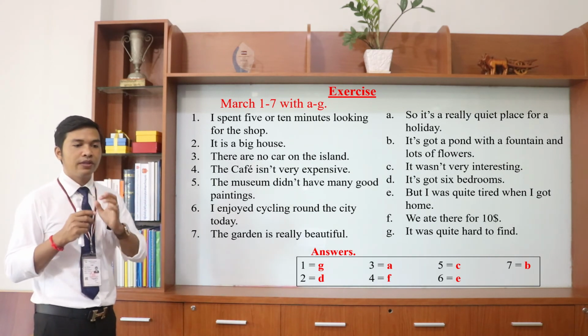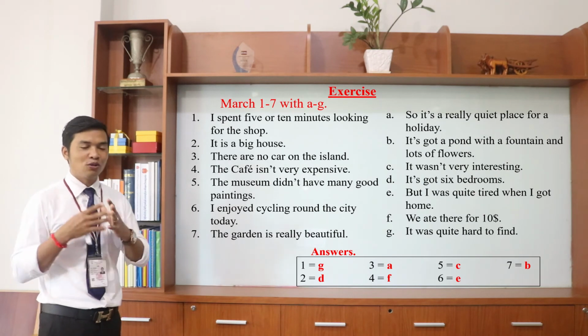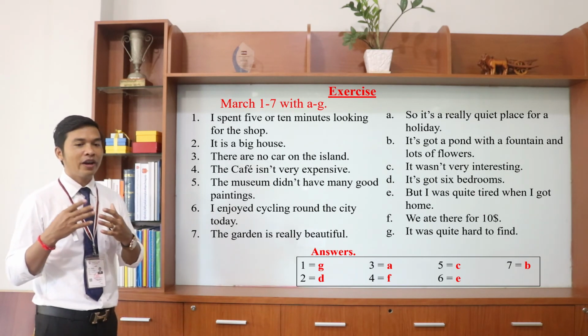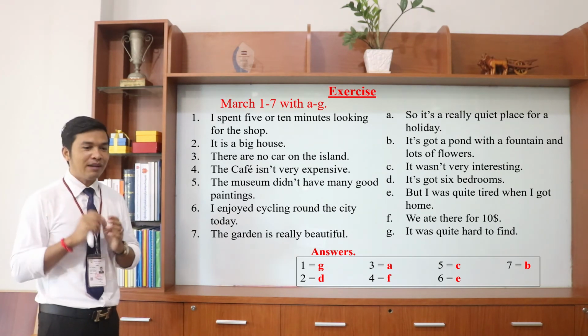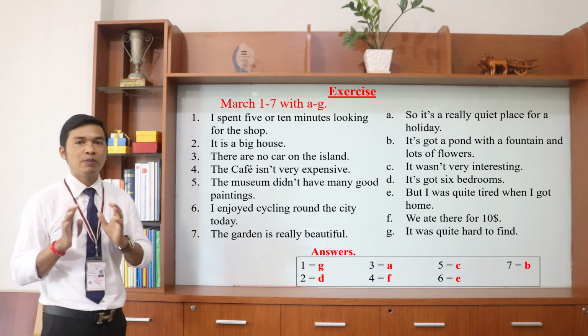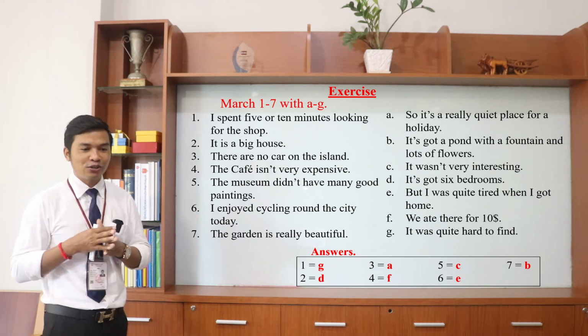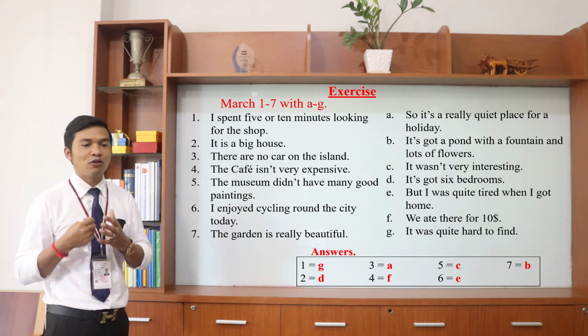And then 3, there is no car on islands. Go to letter A. So it is a really quiet place for holiday, right? So no car, no tourists. And number 4, the cafe isn't very expensive. So it should go to letter F. We ate there for $10.